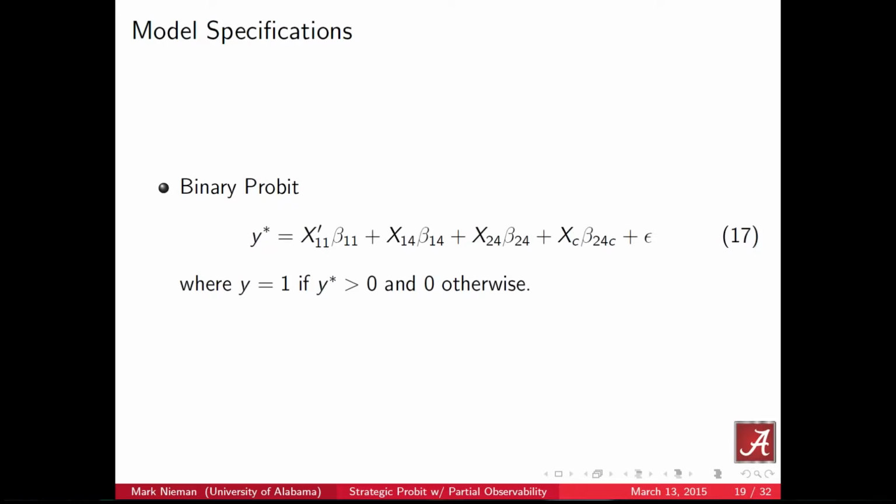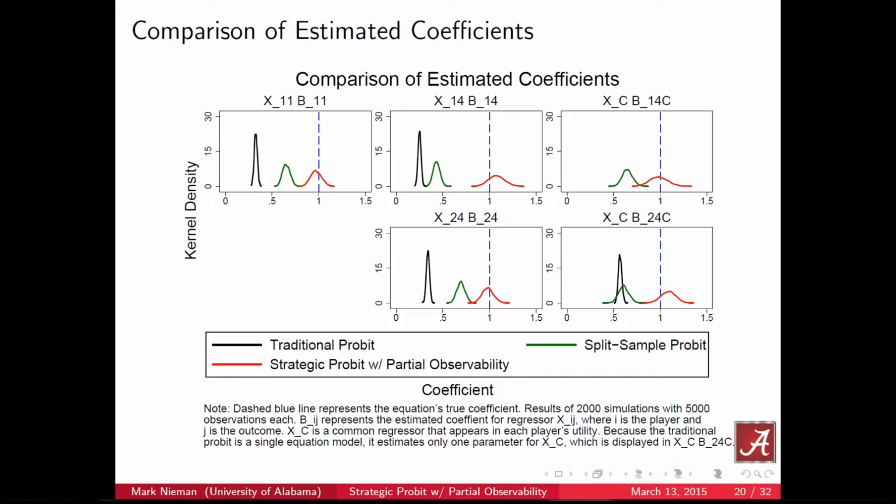They're just lumped together. All right, so comparing the estimated coefficients, we see on the y-axis the kernel density of each outcome, and on the x-axis we're seeing the values that the beta may take. The black line represents a traditional probit, the green line represents a split sample probit, and the red line represents a strategic probit with partial observability. In this case, we see that the strategic probit is able to correctly capture the true value while neither of the other two models are.